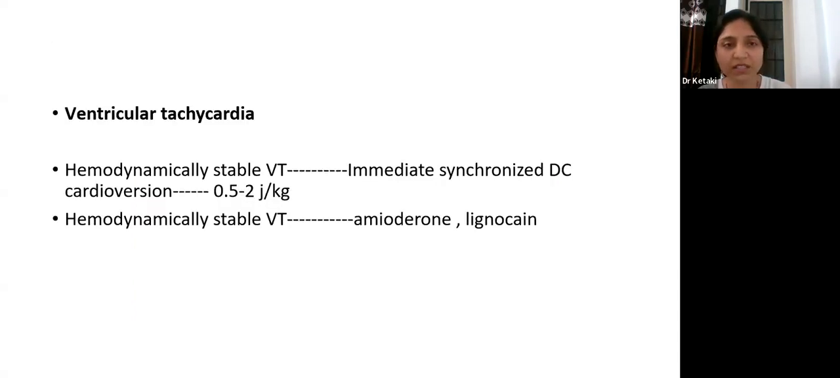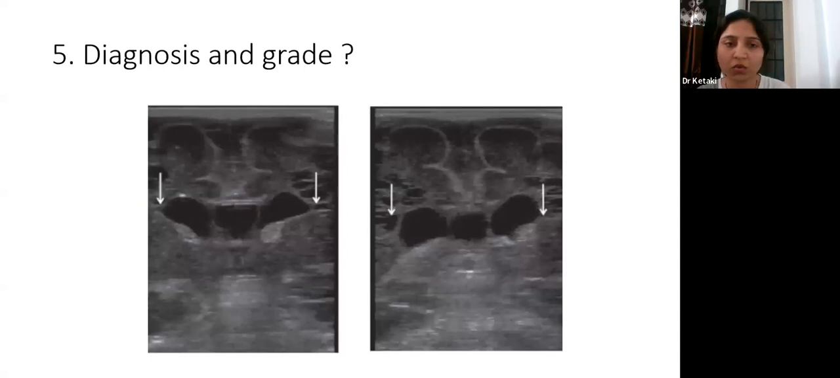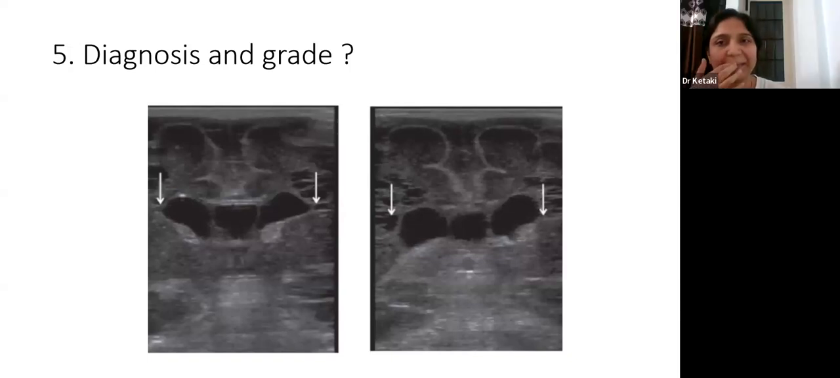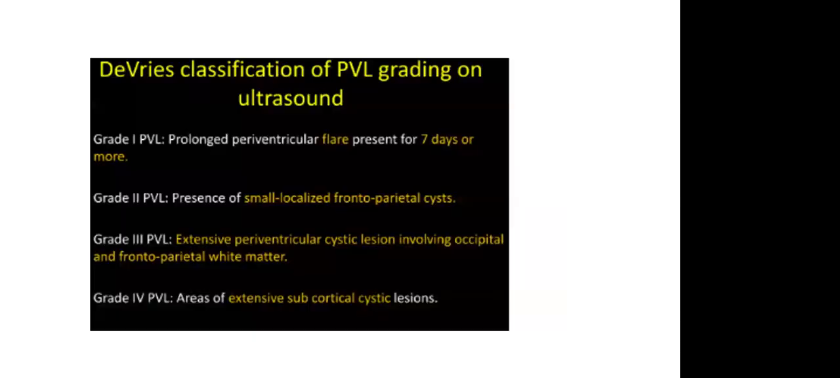Okay, and post CPR again, these are more common. So what is the diagnosis in this neurosonogram? The arrow is also pointed. So they've written periventricular leukomalacia, cystic PVL. Okay. Not much on the grading though.